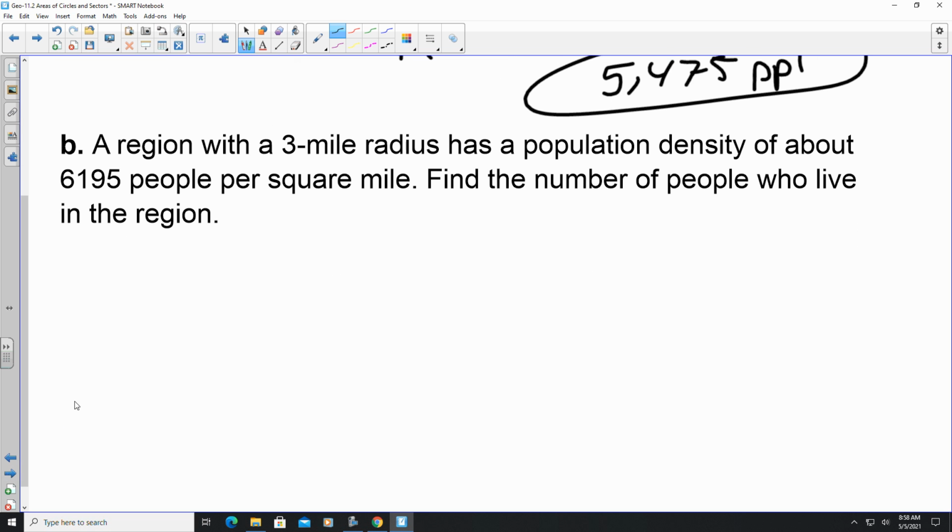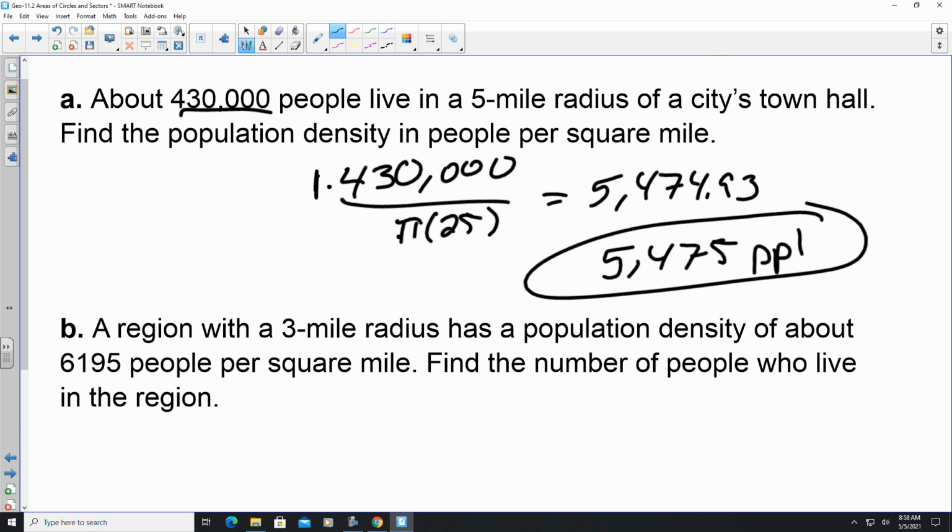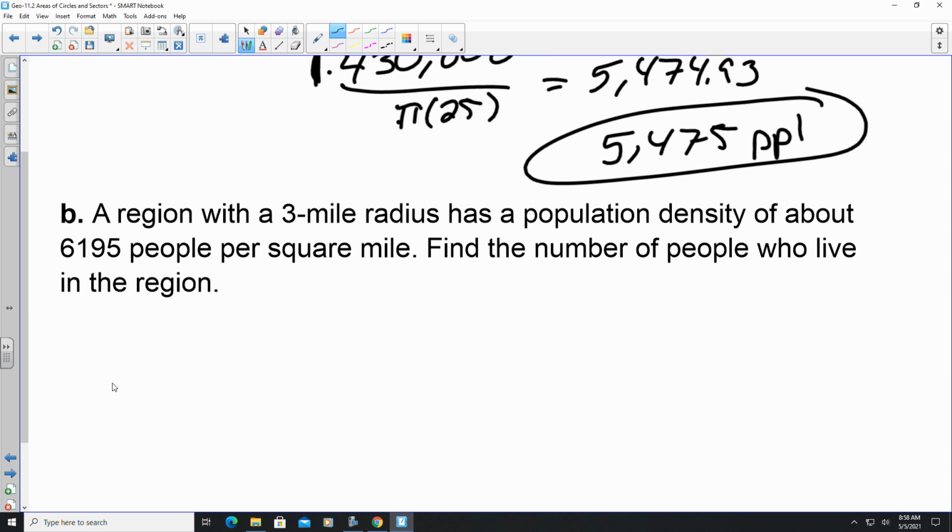Here it says a region with a 3-mile radius has a population density of about 6,195 people per square mile. Find the number of people who live in the region. So it's kind of like a reverse. Here you had that number that we're trying to find. So we don't know what that is. We're going to call that X. And then we're going to divide that by the area of a circle, which they said was a radius of 3. So it's going to be pi times 3 squared, which is 9.